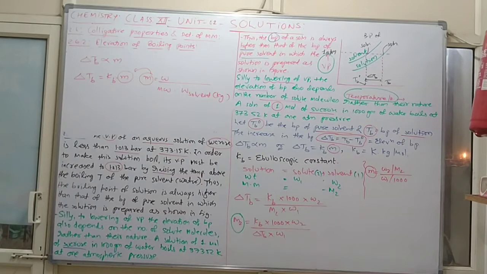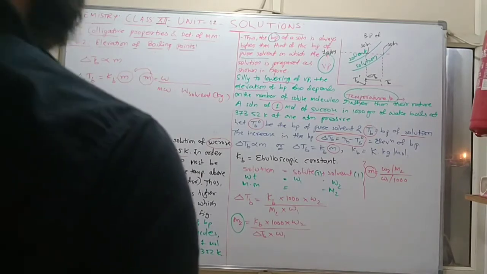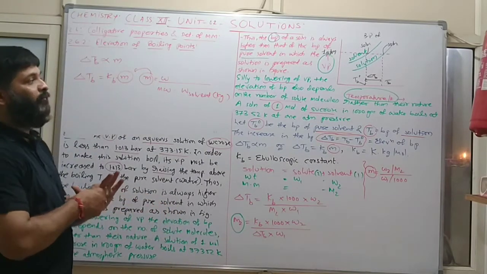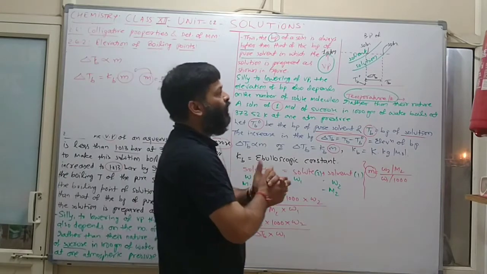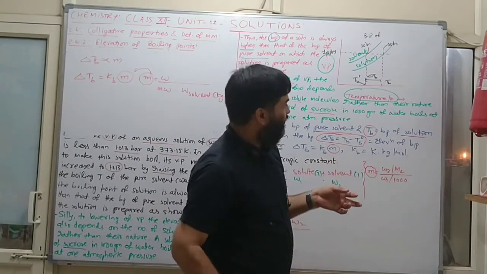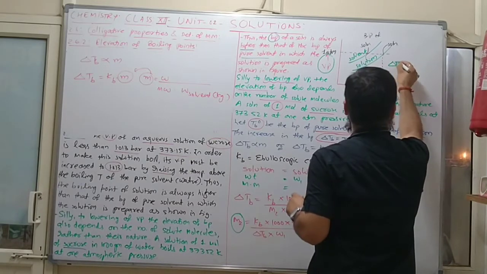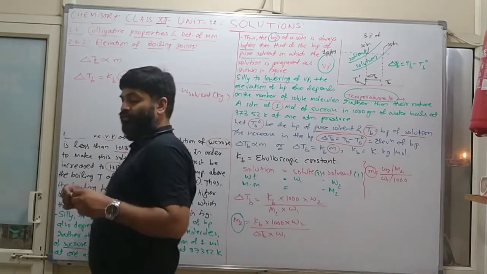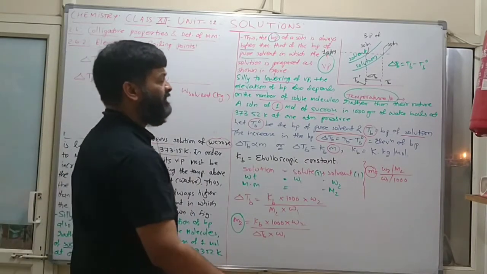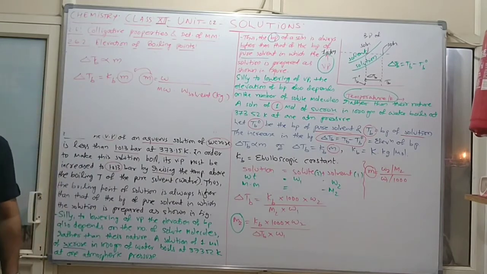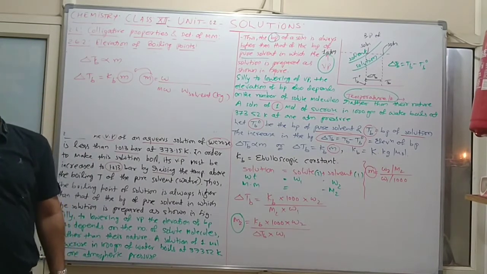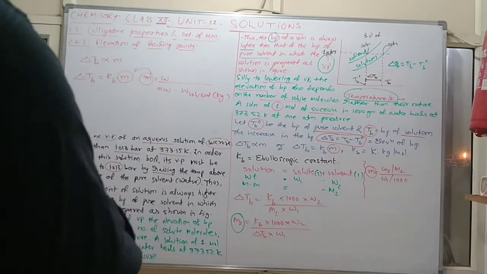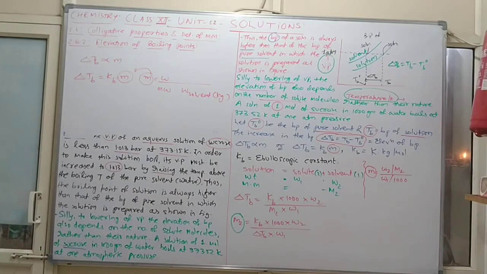The same thing is applicable in case of relative lowering of vapor pressure also. So this is the complete information of elevation of boiling point. Clear? Here the graph is most important. So what is delta TB? Here delta TB is equal to TB minus TB0. So what is TB0? TB0 is the boiling point of pure solvent. So this is the complete information of elevation of boiling point, correct?